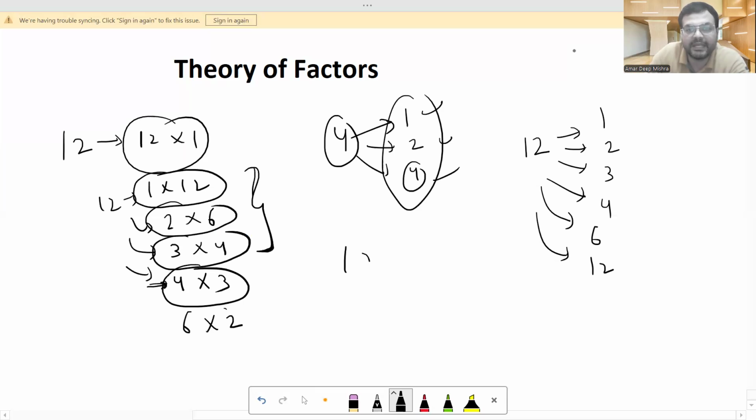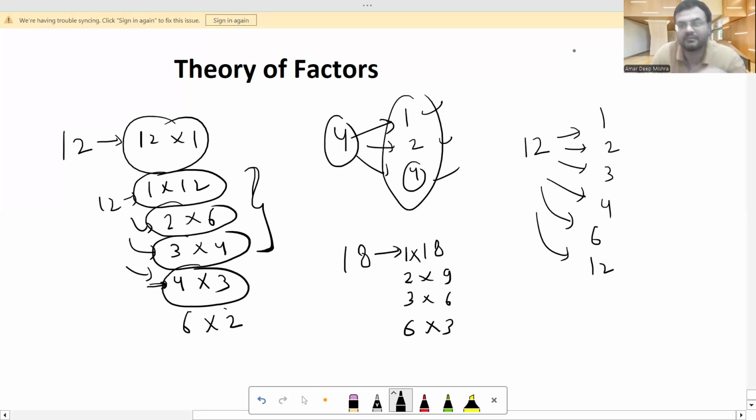For example, if I take 18, so 18 can be written in the form of product of two numbers in how many ways? So 18 can be written as 1 into 18, then 2 into 9, 3 into 6, 4 into something I cannot write, 5 into something I cannot write. Again, if you take here 6, you will have to write 3. That means it will start repeating now. So you can see the initial 3 pairs, 1 and 18, 2 and 9, and 3 and 6. These are all the factors of 18.